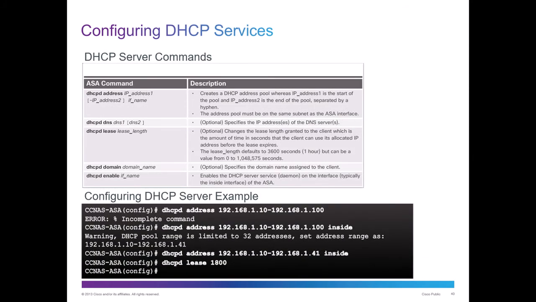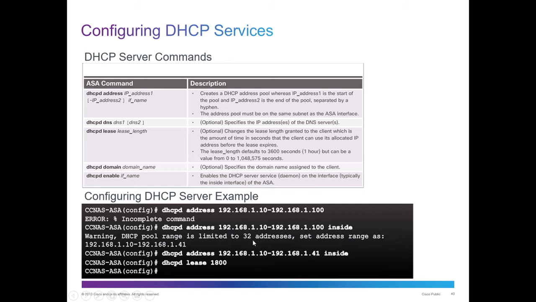The DHCP. You type in the DHCP address, and you type in the range of addresses that you are going to lease. Then you say dhcpd address from here to here, inside. If anybody comes in from the inside, they'll be given an IP address from this range.